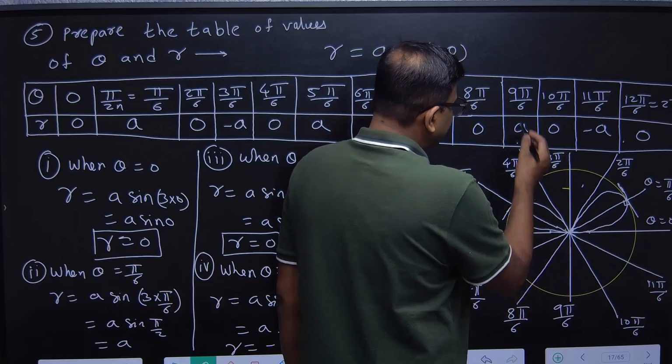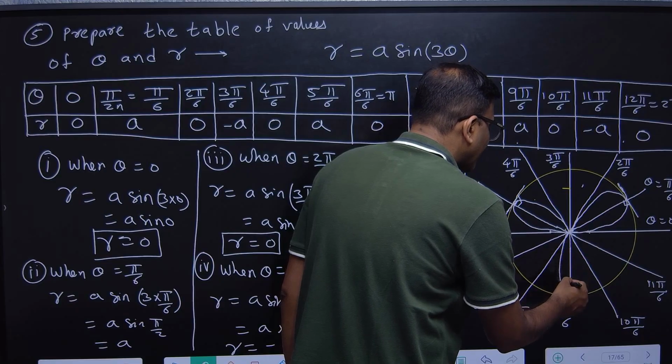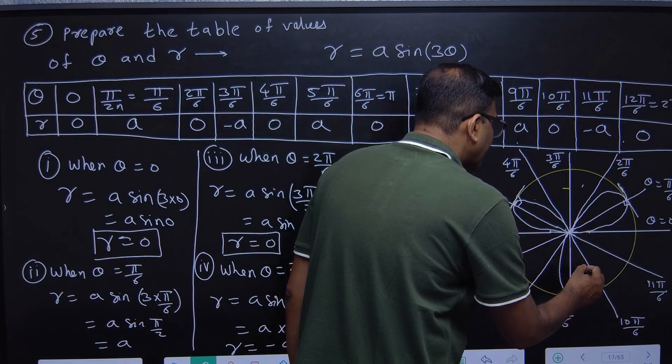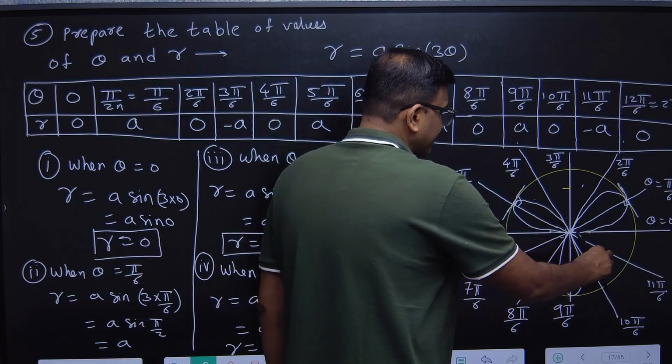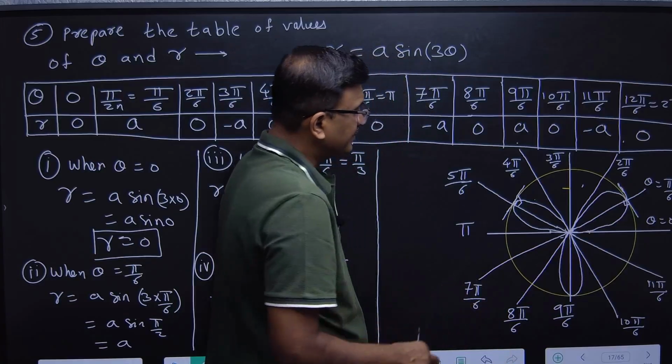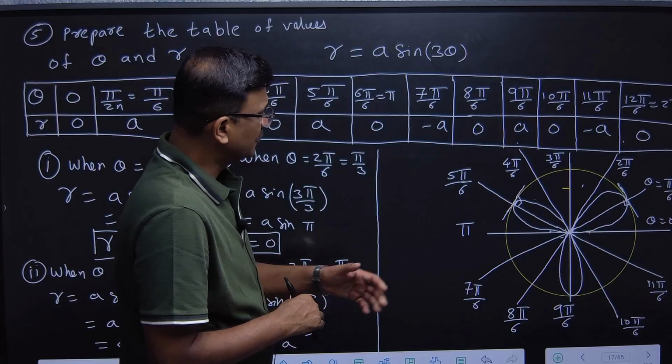So when theta is 9 pi by 6, r is a, the next loop we will get about the line theta is 9 pi by 6, and the adjacent lines 8 pi by 6 and 10 pi by 6, they are tangent to the curve at the pole. So we'll get these three loops.